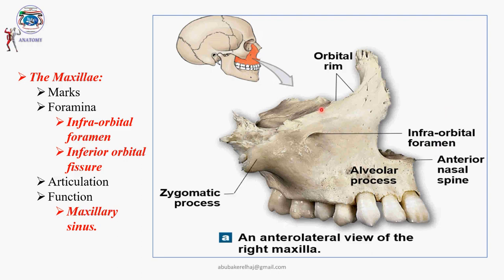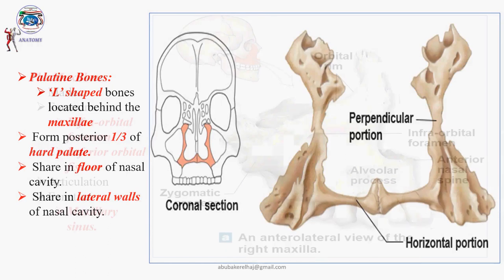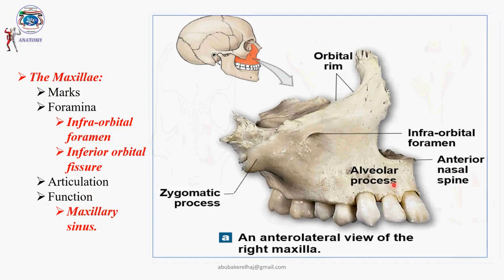The articulation of this bone: it articulates with the zygoma, and also articulates with the nasal bone superiorly, and most superiorly it articulates with the frontal bone, as you see here in the position. Here we have the processes of this bone. We have the zygomatic process of the maxilla, and also we have the alveolar process of the maxilla, and this is from the lateral view. And then from the medial view, we have different features.